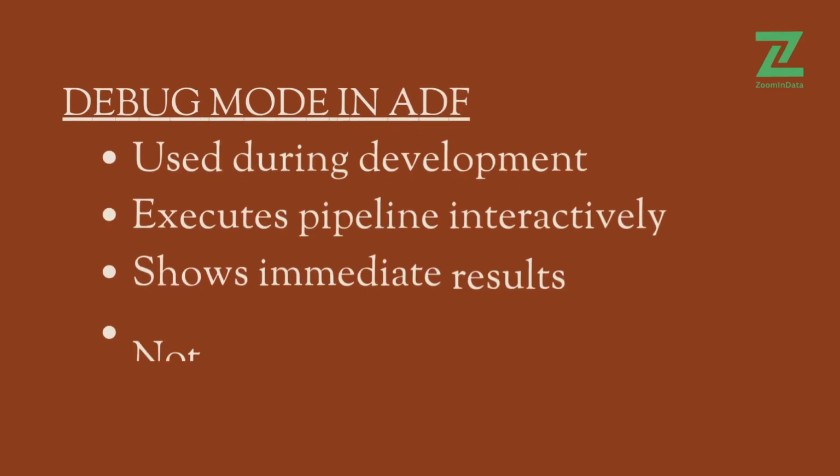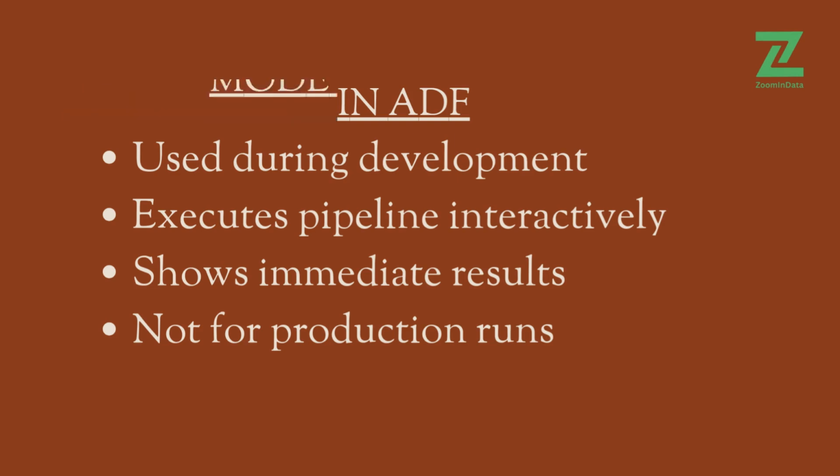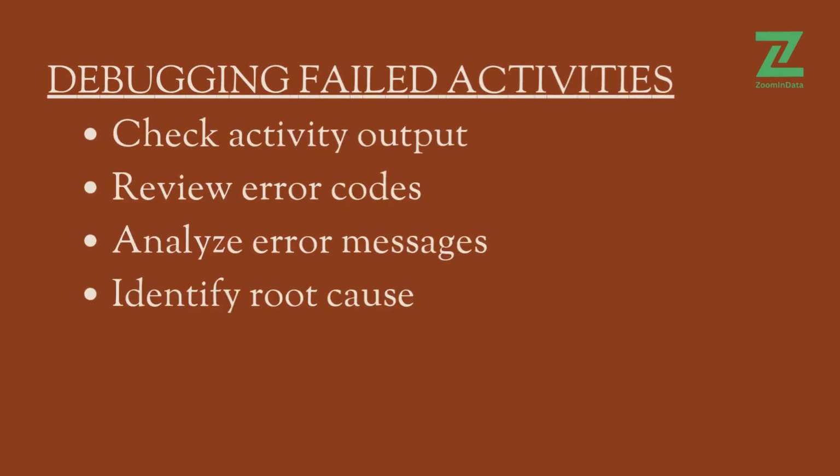Debug mode is mainly used during development. It allows you to execute pipelines interactively and view results immediately. However, debug runs are not tracked like production runs and should not be used in live environments. When an activity fails, the first step is to inspect its output. Azure Data Factory provides detailed error codes and messages. These details help identify whether the issue is related to data, configuration, or connectivity.